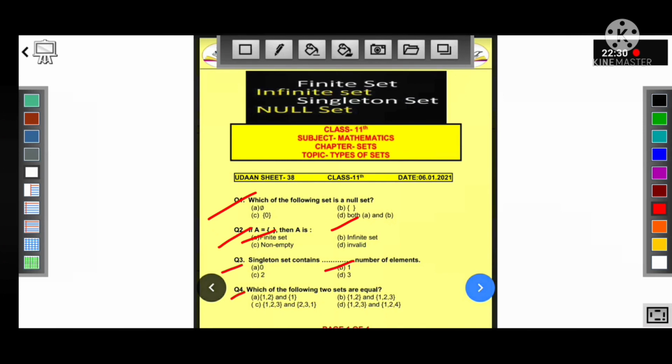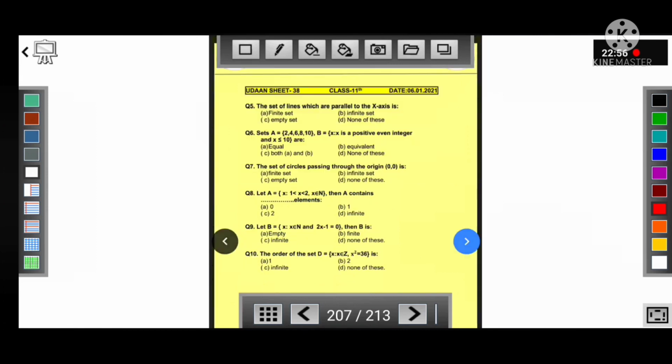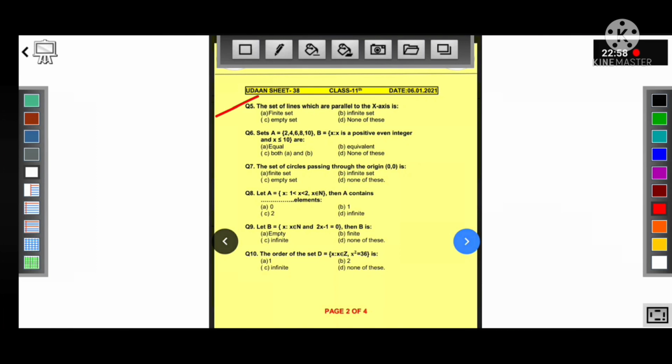Next question number 4. Which of the following two sets are equal? Now because C has equal number of elements 1, 2, 3, and in the other set 2, 3 and 1, C option is right. Next question. The number of lines which are parallel to the x-axis is, now there are an infinite number of lines which are parallel to the x-axis, so this is an infinite set.